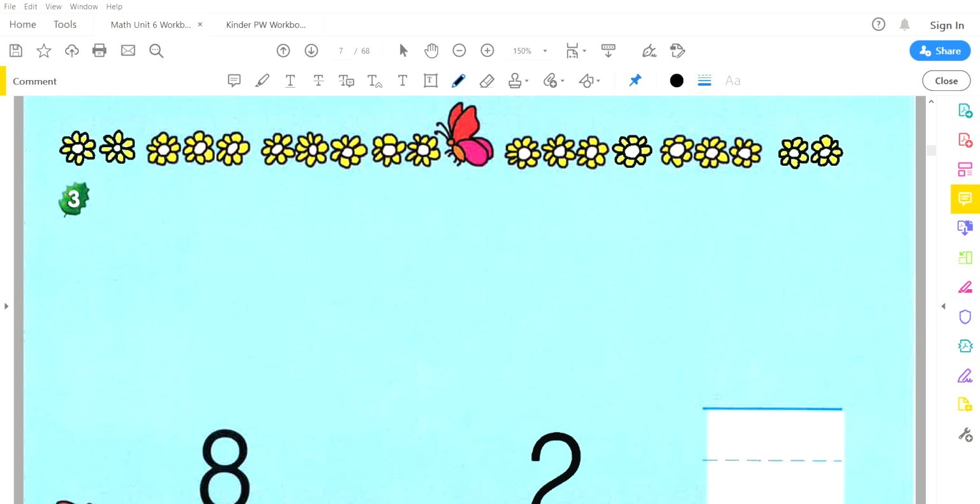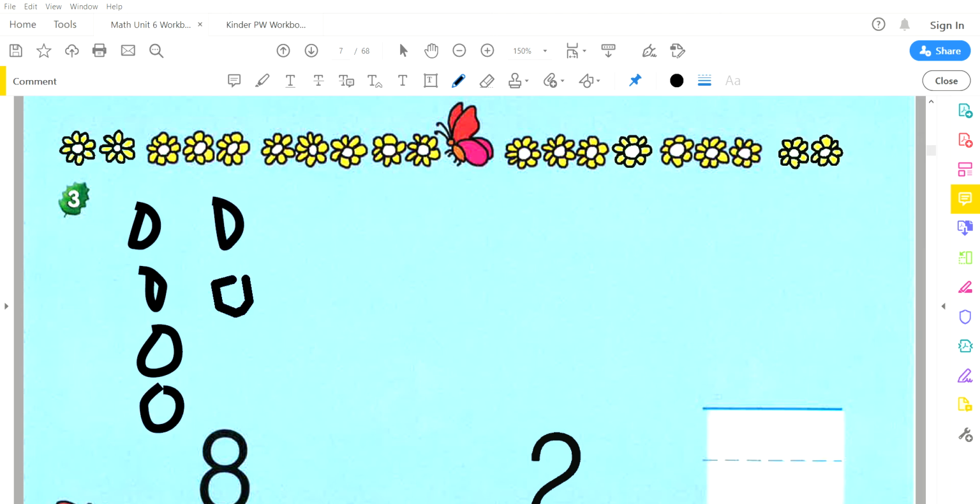All right, so now I see the number 8 and I see the number 2. We're going to draw 8 things and then we're going to draw 2 things. I'm going to stick with circles as I draw. Let's draw 8 things first. 1, 2, 3, 4, 5, 6, 7, 8. Okay, now I'm going to draw 2 things. 1, 2.